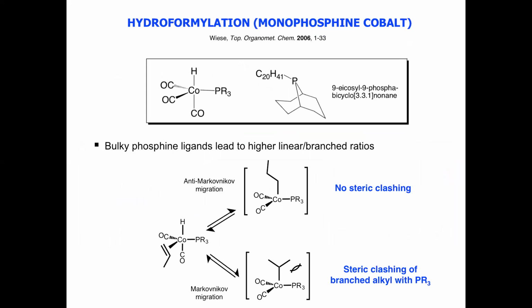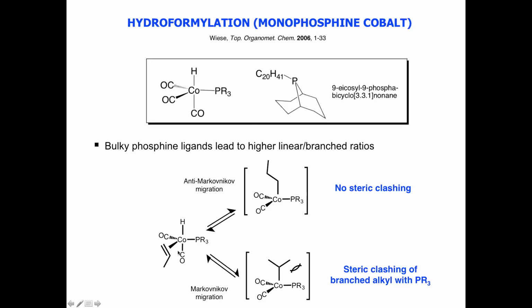Okay, so we really want to increase the linear to branched ratio to the extent possible, because we want those linear aldehydes out of this reaction. So what are a couple different strategies that can be utilized to make that occur? One common one is to replace some of the CO ligands in our catalyst with really bulky phosphines. And so this is one example here with just a bunch of organic junk on this phosphorus. We have this BBN ring and then an icosyl, a 20-carbon long chain.